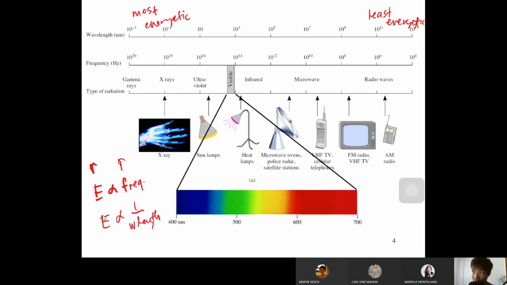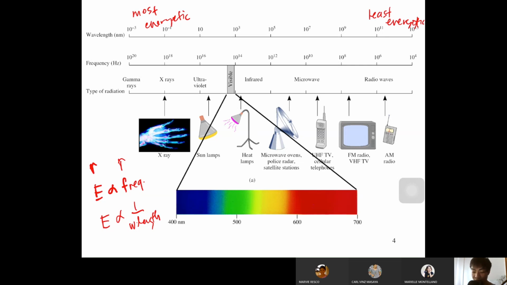Okay, so your energy is directly proportional with your frequency. The higher your energy is, the more frequency you have. Just look at the trend: from low energy, the frequency increases as it goes to high energy. Then it's inversely proportional with the wavelength. So the more energetic your wave is, the shorter its wavelength. So that's inversely proportional.